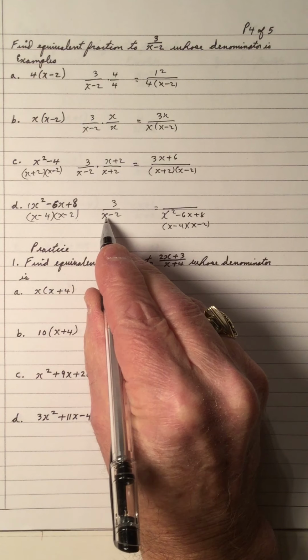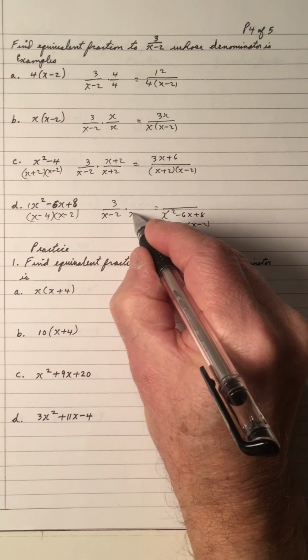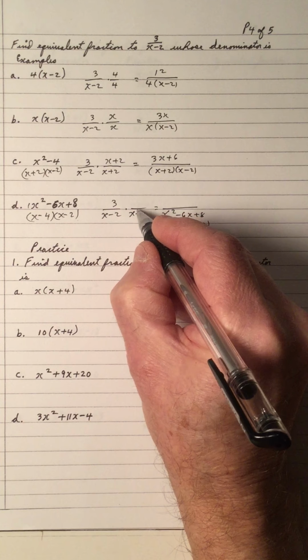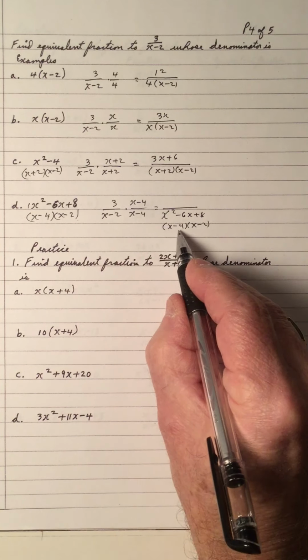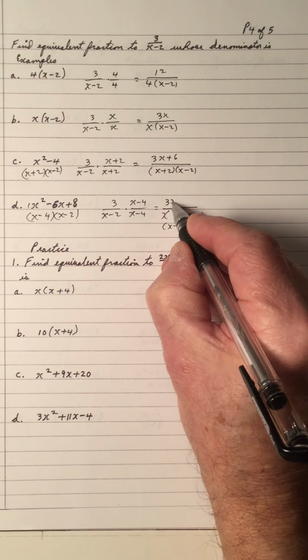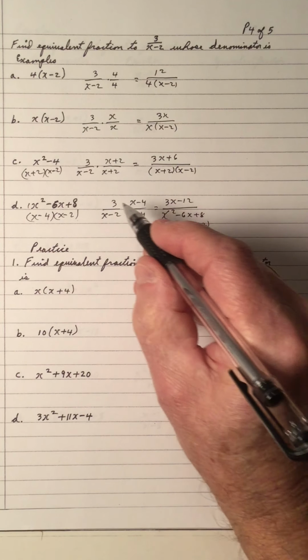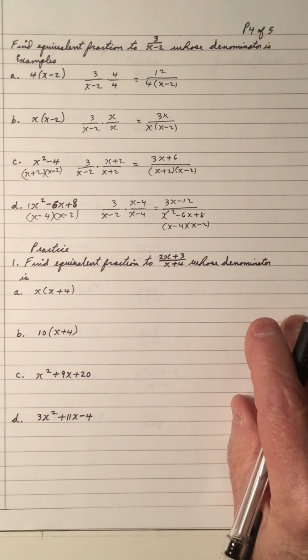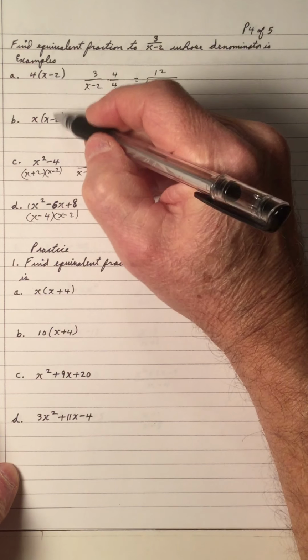So that means that this x minus 2 has to be multiplied by x minus 4 on top and bottom. So that multiplication is right there. And so multiply the numerators, 3x minus 12. So this fraction is equivalent to 3 over x minus 2. So you have to factor these to see what they are, because these are already factored.